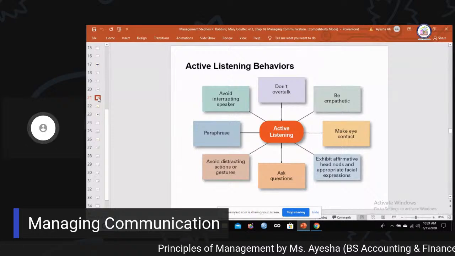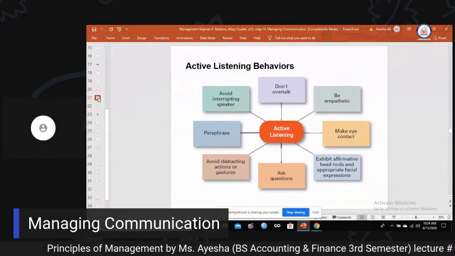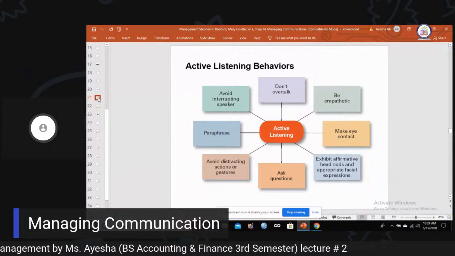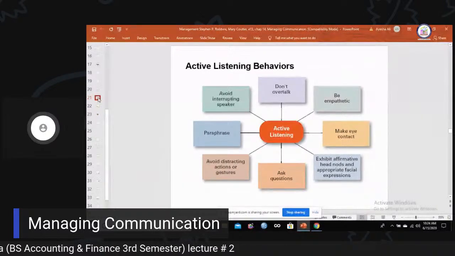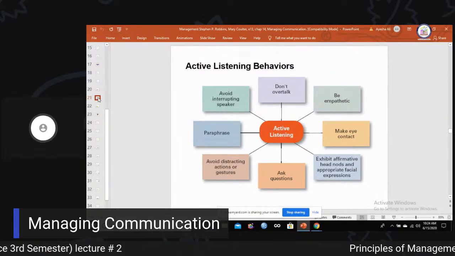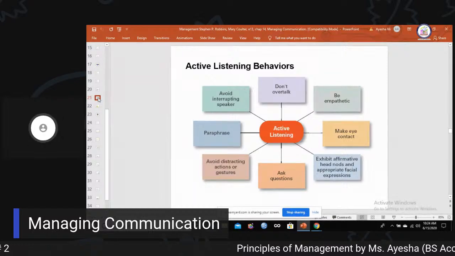Then we can ask questions if we have some confusion or misunderstanding, and if we don't get the point of the receiver, we can ask a question.